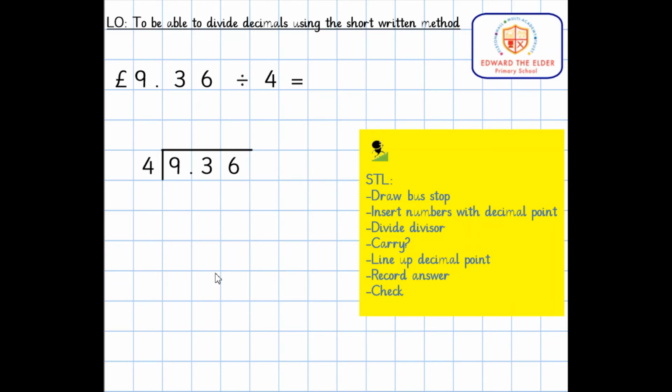This video will model how to divide decimals. Our learning objective is to be able to divide decimals using the short written method. We should be familiar with dividing using the short written method by now, as well as expressing remainders in a variety of ways. So therefore, today we will think about how maths relates to real life. In this instance, money. However, for example, it could be when working with different units of measure. Let's take a look at our number sentence.